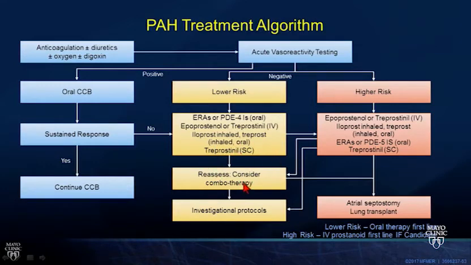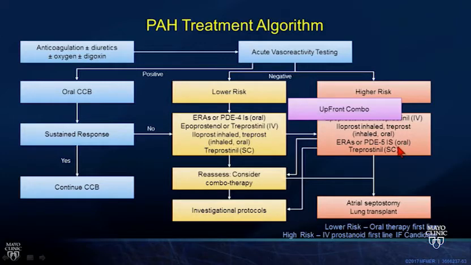Reassess, consider combination therapy, consider investigational protocols. So for higher risk patients, particularly those presenting with right heart failure and elevated RA pressure, you'd really want to move to an intravenous epoprostenol or analog. Perhaps you might consider an inhaled agent. The increasing tendency now is for upfront combination therapy to try and tackle all three pathways at the same time.